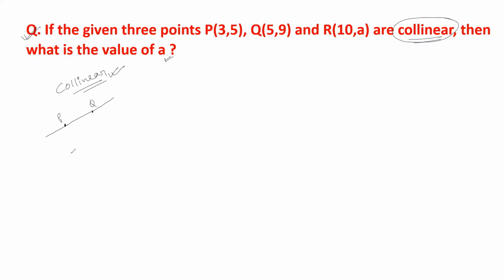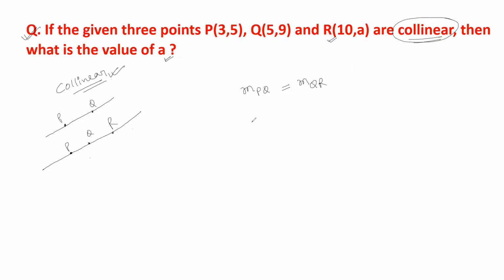In a similar way, say if I have 3 points, say P, Q, and R, and if these 3 points lie on the same straight line, in that case, we say that these 3 points P, Q, R are collinear points. Now, in the question, it is given that the points P, Q, and R are collinear. So that means all these 3 points would be lying on the same straight line. So the slope formed by these 2 points PQ and the slope formed by these 2 points QR would be same.